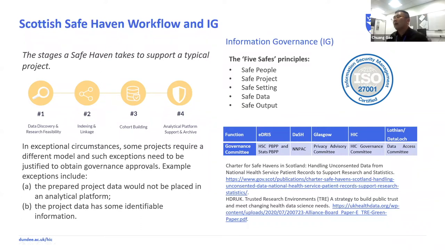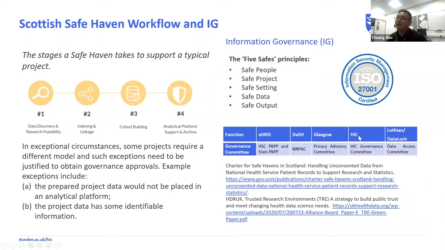There's one thing that I need to mention here, which is that each safe haven has quite a different definition of what is a standard project. So for DaSH, the Grampian Safe Haven, a standard project means a local researcher using local data. So you have to be based at a local institution, and your research should only be using Grampian data. And only in that case can you go through the committee to get your governance approved.